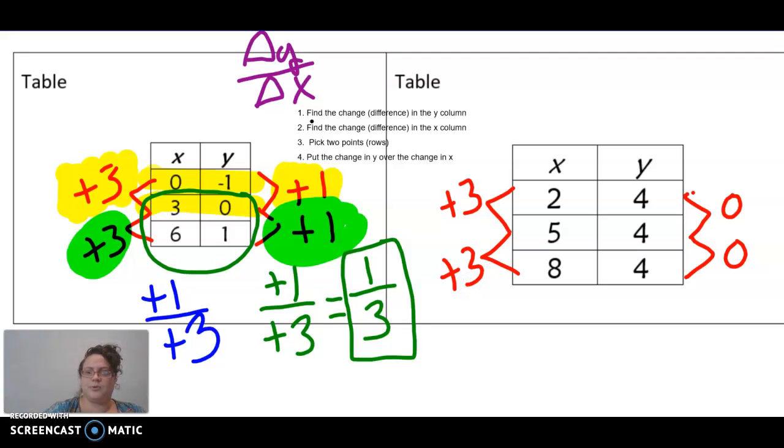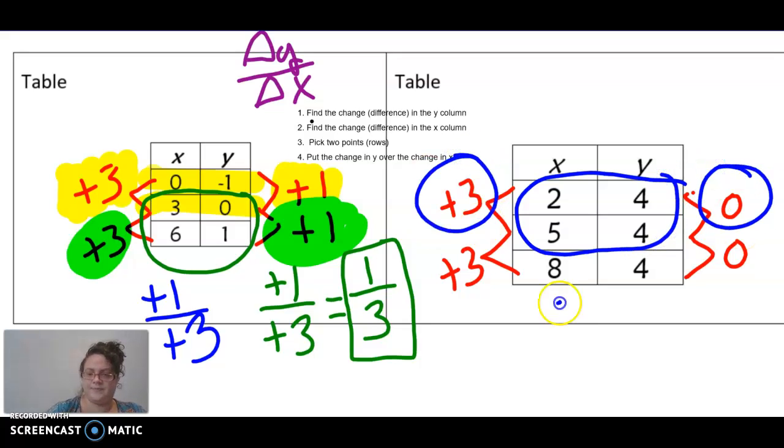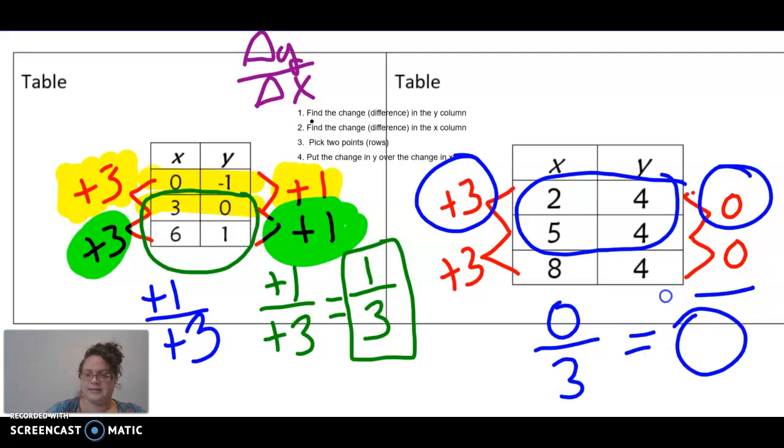Then I pick 2 points. Let's pick these two. So we have 0 over 3, which simplifies to 0. Remember, 0 slope means that it's not rising and it's not falling. So that means it's just a horizontal line. 0 slope, horizontal line.